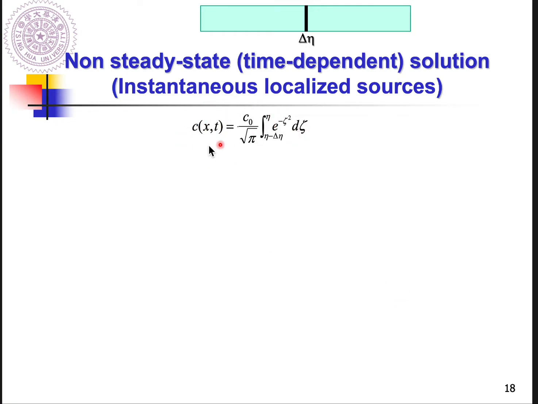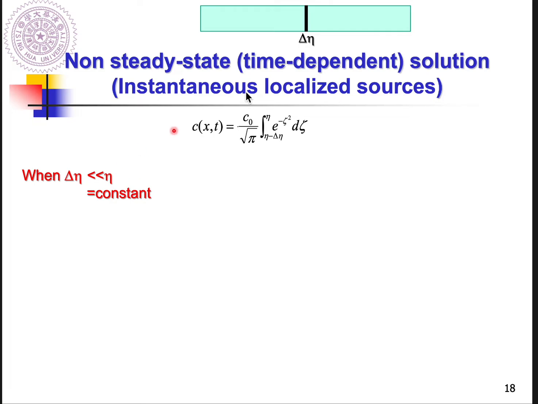We are going to explain more about these solutions. So this solution is for this square function, right? It's related to the C0. C0 is the initial concentration of diffusing atoms. And the integral region from iota minus delta iota to iota is the integral over the thickness of this diffusing source, right? And with this profile.